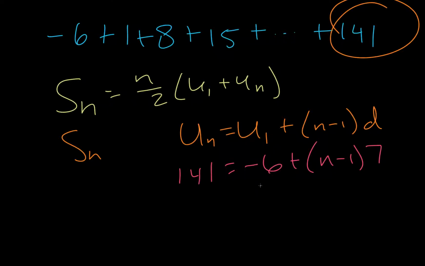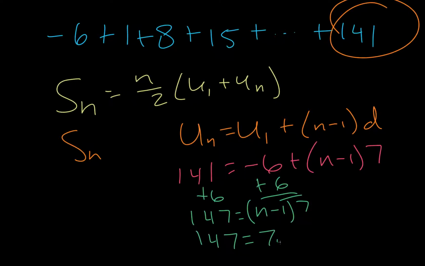Now we just want to solve. So we're going to add 6. Add 6, 147 equals n minus 1 times 7. Distribute that 7. 147 equals 7n minus 7.